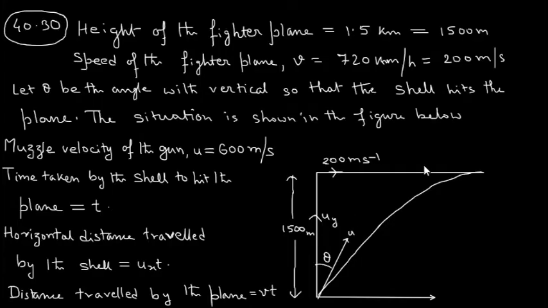So height of the fighter plane is equal to 1.5 kilometer, that is 1500 meter. Speed of the fighter plane v is equal to 720 kilometer per hour, which is equal to 200 meter per second. Let theta be the angle with vertical so that the shell hits the plane. The situation is shown in the figure below. Muzzle velocity of the gun is u is equal to 600 meter per second.